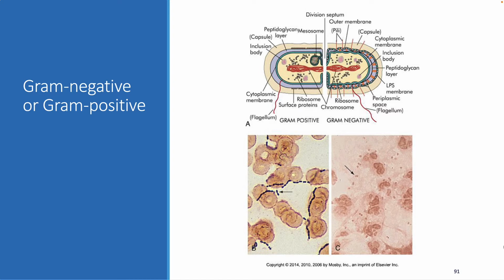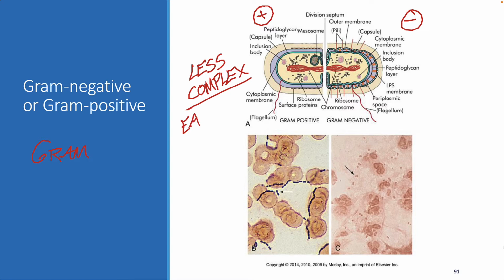For instance, gram staining gives us gram positive and gram negative results. Gram positive tend to be a little less complex and typically a little easier to kill, so a little easier to deal with. The gram negative have a whole lot more things going on here, right?